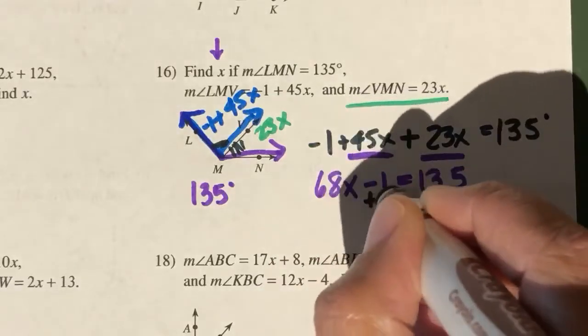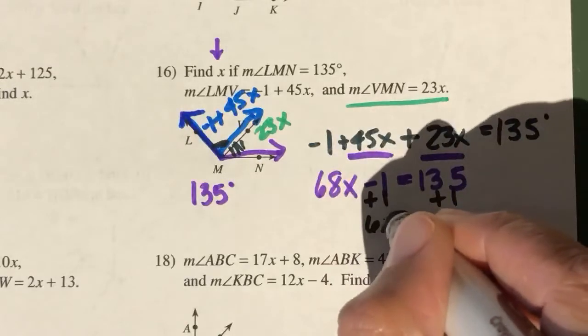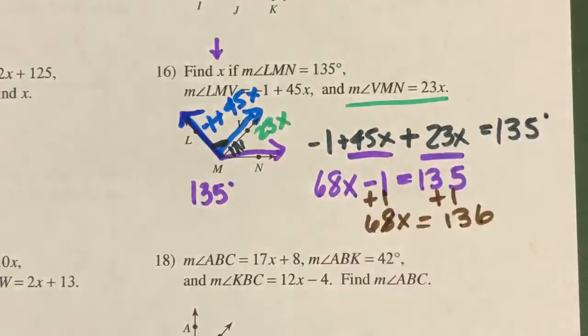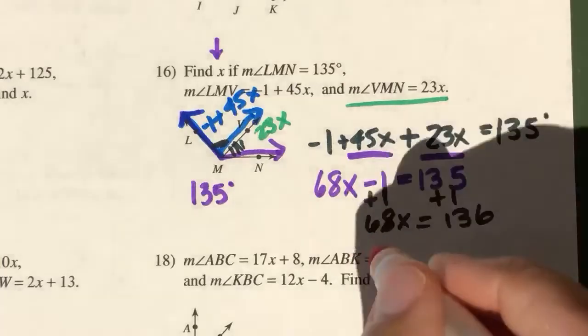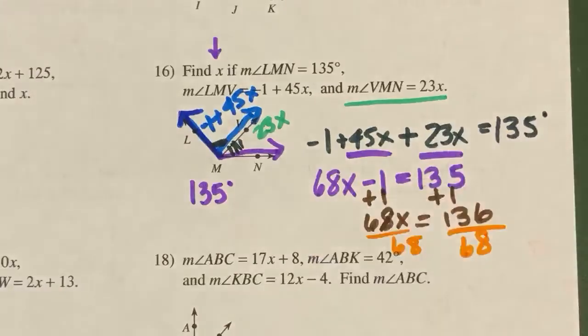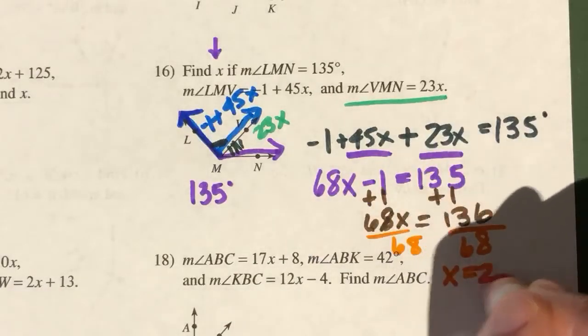So I'm going to come over here. I'm going to move that 1 over. I'm going to add 1 to both sides. So now I've got 68x equals 136. Again, I added the two smaller angles together and equal the bigger angle. So now I'm going to divide both sides by 68. And when I do that, I get that x is 2.